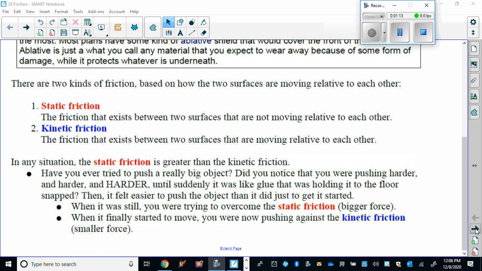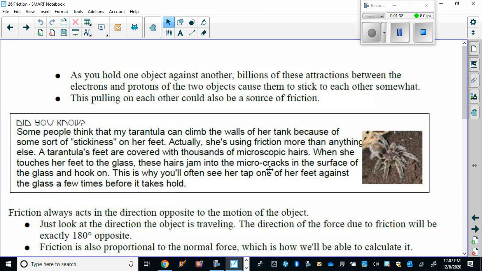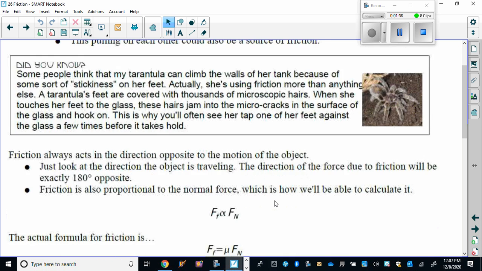Okay, which your notes describe there very well. And also some very interesting things here about what causes friction. It's one of those things like gravity, where there's actually a surprising lack of knowledge regarding what actually causes friction. But let's get on to the good stuff here. Oh, very interesting. Did you know about tarantulas?